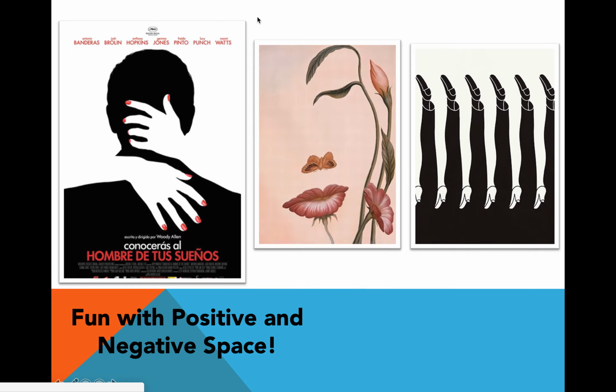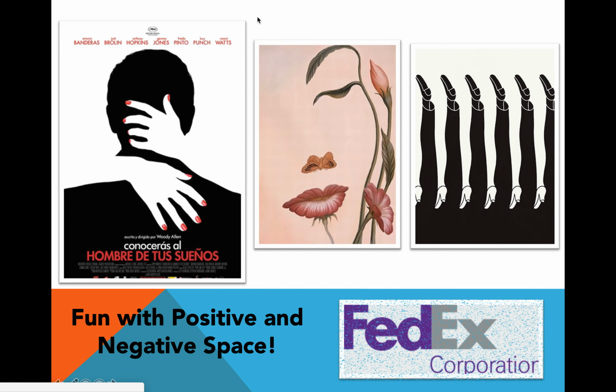In this one, you might notice the legs that are black have a more traditionally male or masculine type of shoe. If you look at the white spaces, the white legs have a more traditionally female or high-heeled shoe. And then this one is just kind of fun. I don't know if any of you have ever noticed in the FedEx logo, but there's actually a hidden negative shape in there. Do you see it? I'll give you a second to look around. I'll give you a hint. It's in the E and the X.